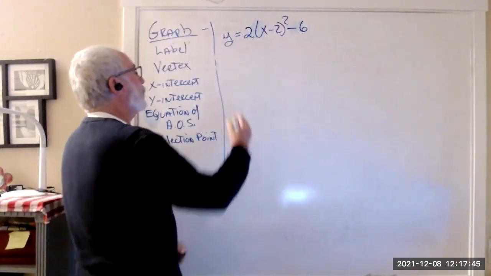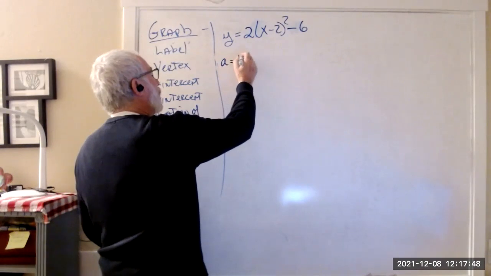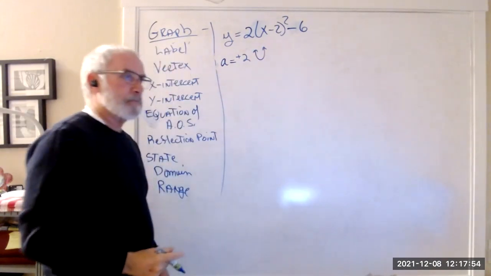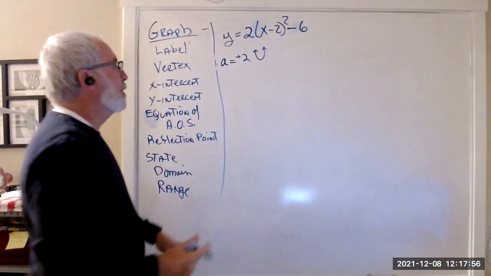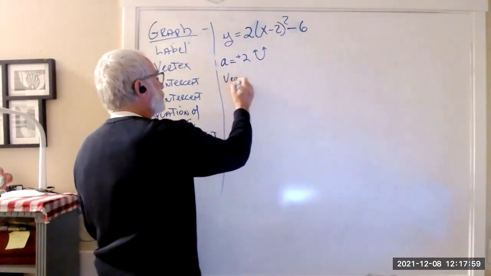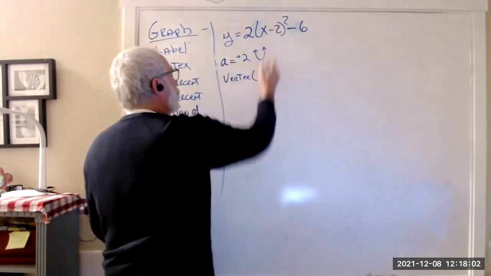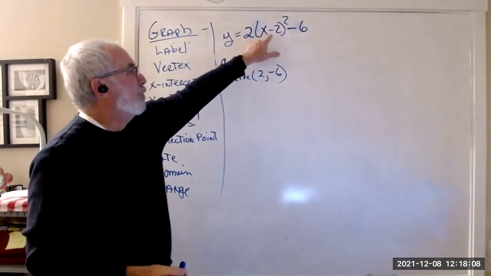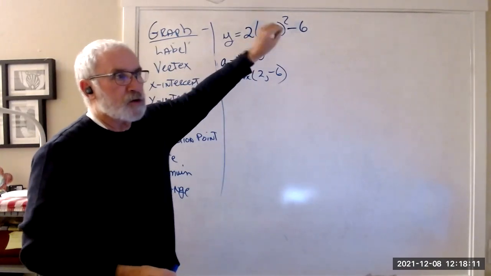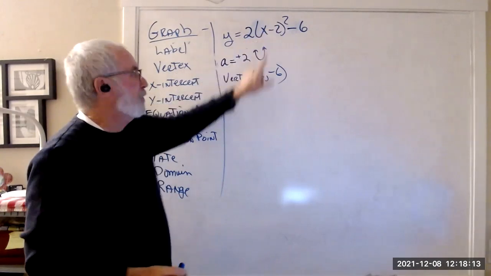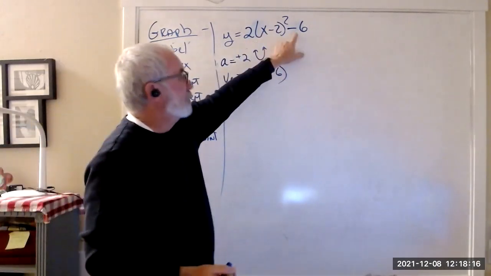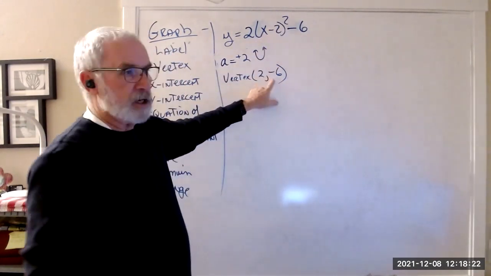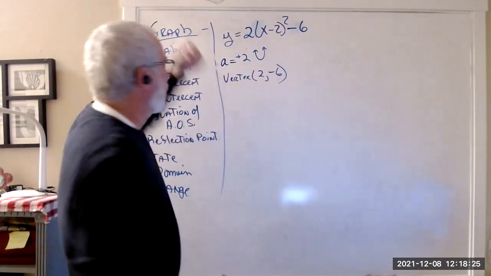Okay, so here it goes. The A value is +2. That's what told me it was going up. Okay, I already know it's a parabola. My vertex is 2, -6. Again, when you're pulling information out of a parenthesis, you take the opposite of what you see. I see a -2, I write +2. But the 6 is not in a parenthesis. So I see a -6, I use a -6. All right, there's my vertex.